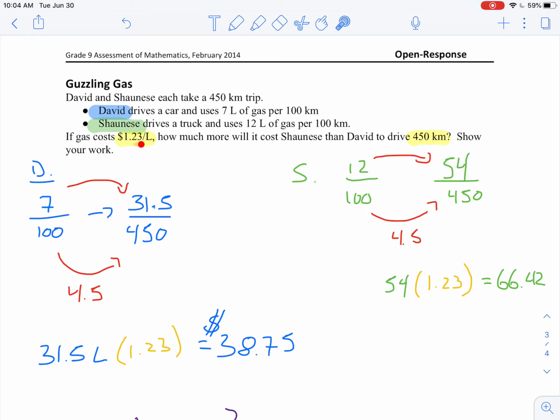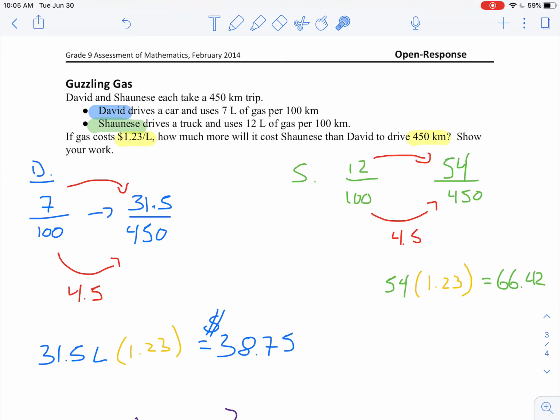At the rate for gas, which is $1.23 per liter, I take the amount of liters needed, 31.5, multiply it by how much it costs per 1 liter, and then I have the amount it's going to cost David to drive 450 kilometers, which in this case is $38.75 in gas. Shawnice drives a truck, so she's 12 liters per 100 kilometers.